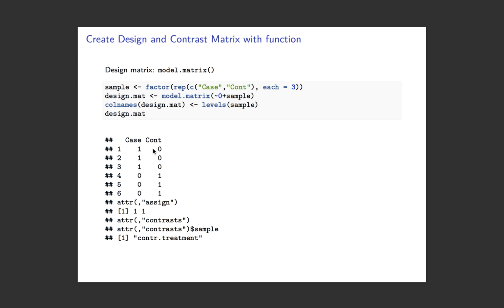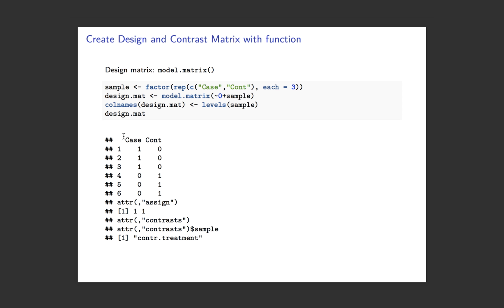We could also create them with functions provided by limma. To create the design matrix, we can use model.matrix. First, we store our sample information into a variable. Then we transform it into a design matrix using model.matrix. Look, here we use 0 because we do not need an intercept for this linear model. And then we assign column names to our design matrix. This is how our design matrix looks. It's exactly the same as the one we input by hand.